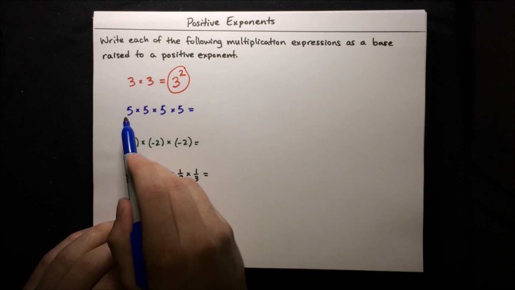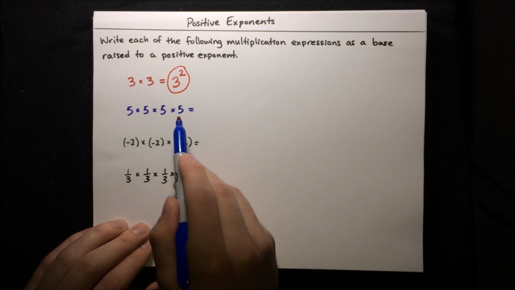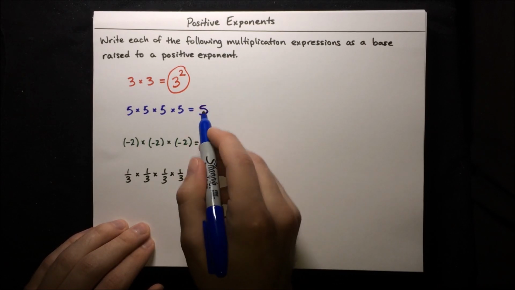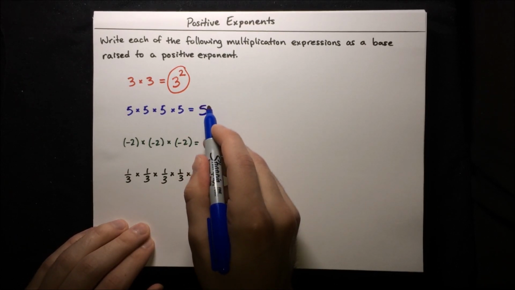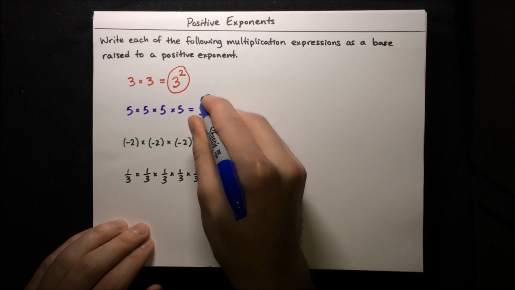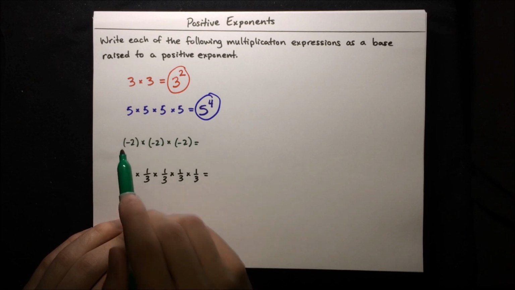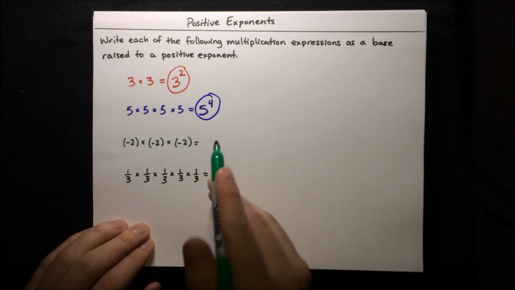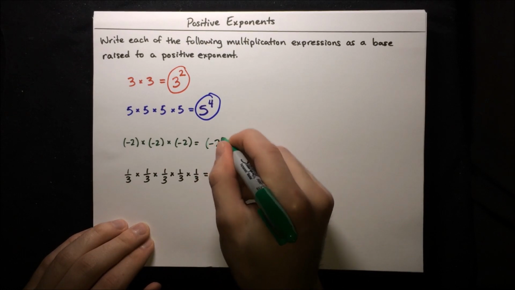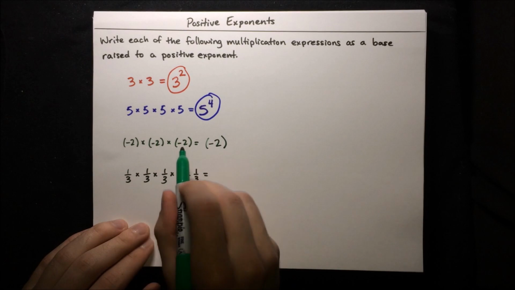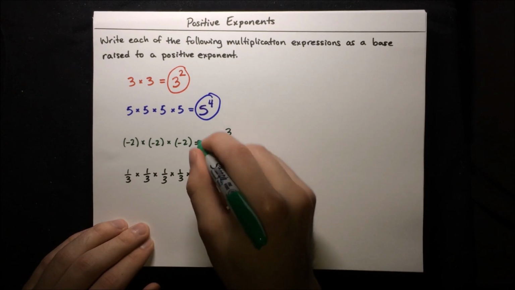Alright, same idea for 5 times 5 times 5 times 5. The base here, the number being multiplied, is 5. And then the exponent is how many times we multiply it. So 1, 2, 3, 4, 5 to the fourth. Again, same idea for negative 2 times negative 2 times negative 2. The base here, the number being multiplied, is negative 2. And the exponent tells us how many times we're multiplying it. 1, 2, 3. So negative 2 to the third power.